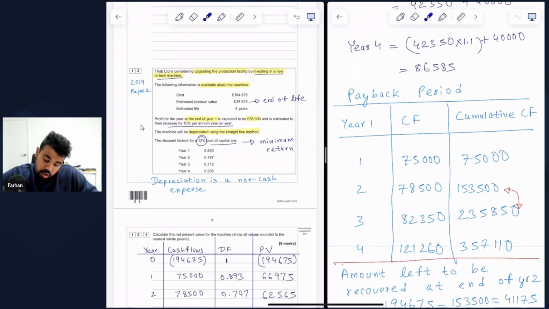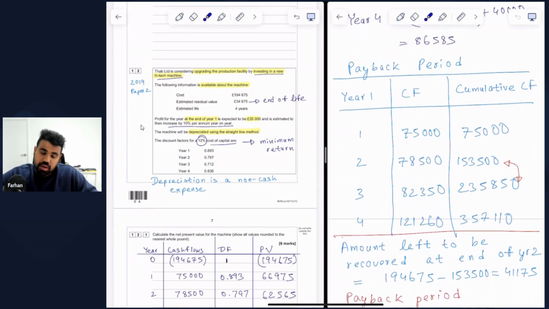Now, we can just take a glance at whatever we have prepared so far for the payback period, and you will know straight away that you are recovering the initial investment of £194,675 in between year two and year three. As you can see, at the end of year two, the total cash flow you already had was 153,500. At the end of year three, you already had 235,850, which reflects the fact that you have recovered your investment sometime in between year two and year three.